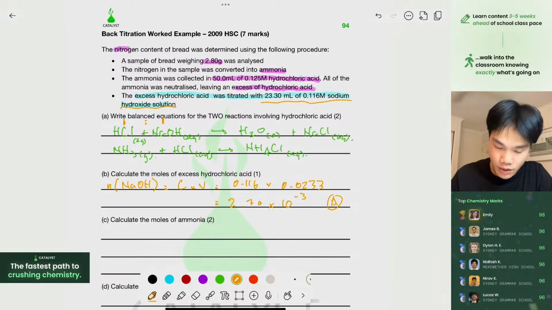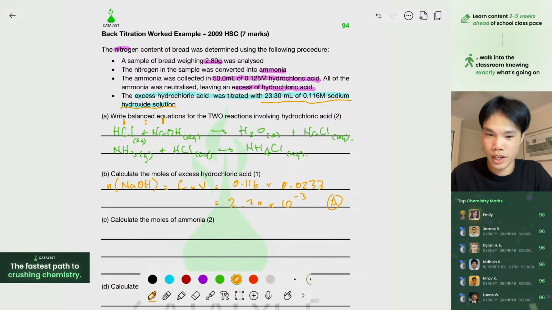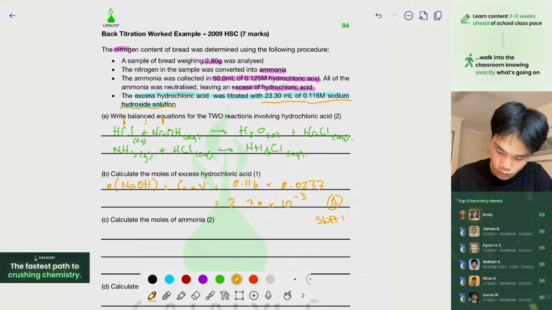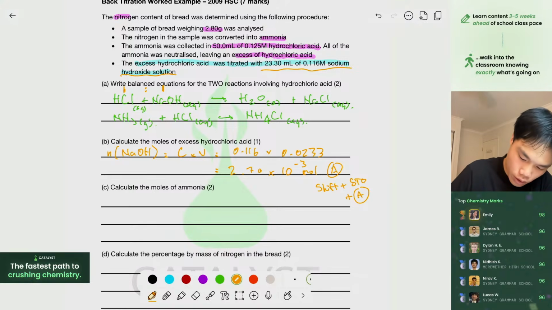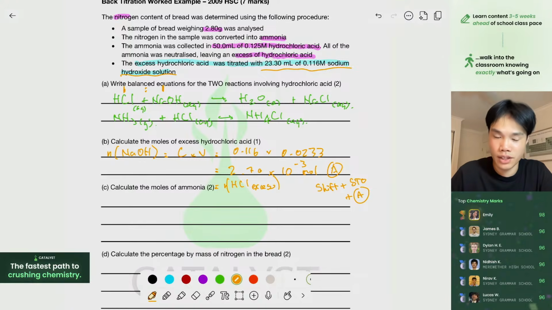Best practice is to save your numbers as you go along. So the save function in your calculator, I don't know if the new calculator is the same, but mine's shift store, and then you choose a letter. So I save it as A, shift plus store plus A. Okay. This is the moles of NaOH, which is equal to the moles of HCl excess, since that's what you titrated in the second part of the question.